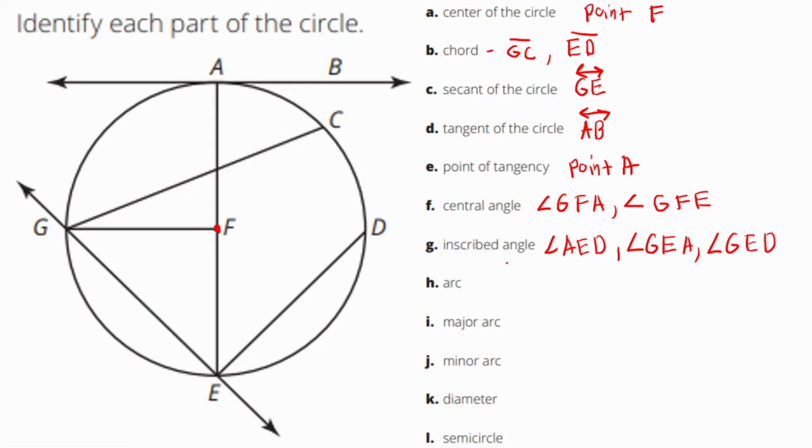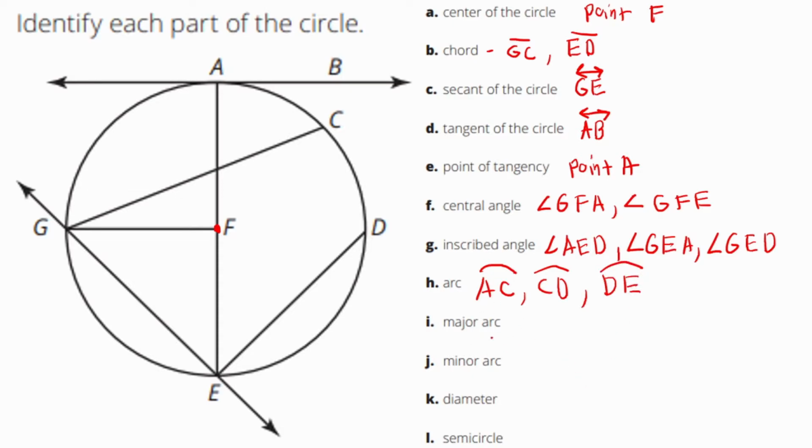Cool. Next up, H, we have an arc. So there are a bunch of different arcs. Arcs are just parts of the outside of our circle. So we have arc AC, arc CD, arc DE, arc EG, arc GA, and we got a bunch of different other types of arcs there. But these are different types of arcs. So I'm just going to say, hey, arc AC. Boom. We have arc CD. Boom. Arc DE. I'm just going to give a couple examples here.